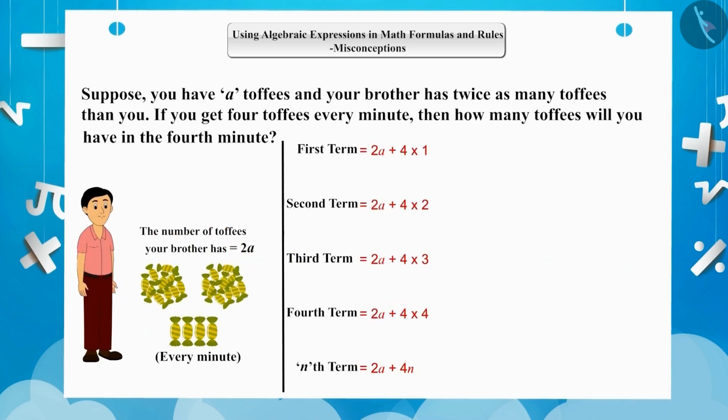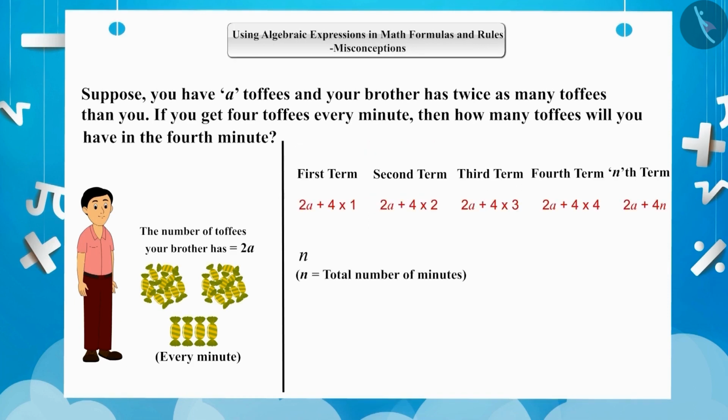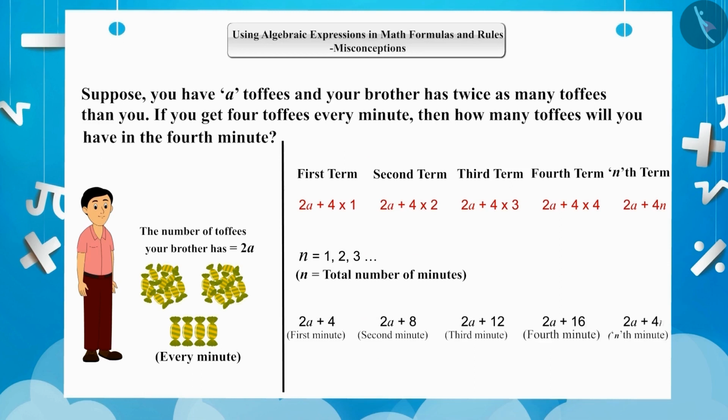Sometimes, children also double the number of toffees they get every minute, which gives them the first term like this: 2a plus 4 multiplied by 2, that is 2a plus 8, which is wrong. Just multiply a by 2 and not n. So, according to the correct pattern, the number of toffees your brother will have is 2a plus 4, 2a plus 8, 2a plus 12, 2a plus 16, and 2a plus 4n.